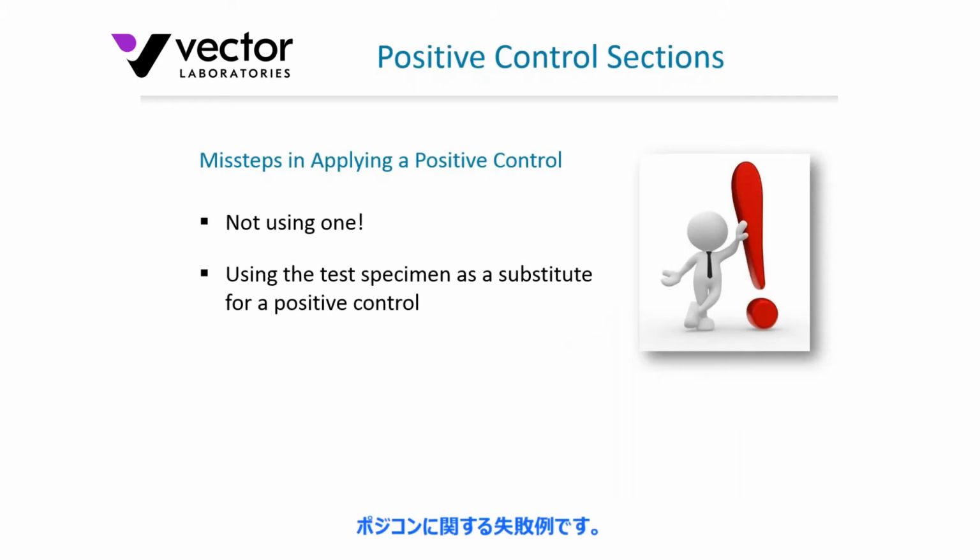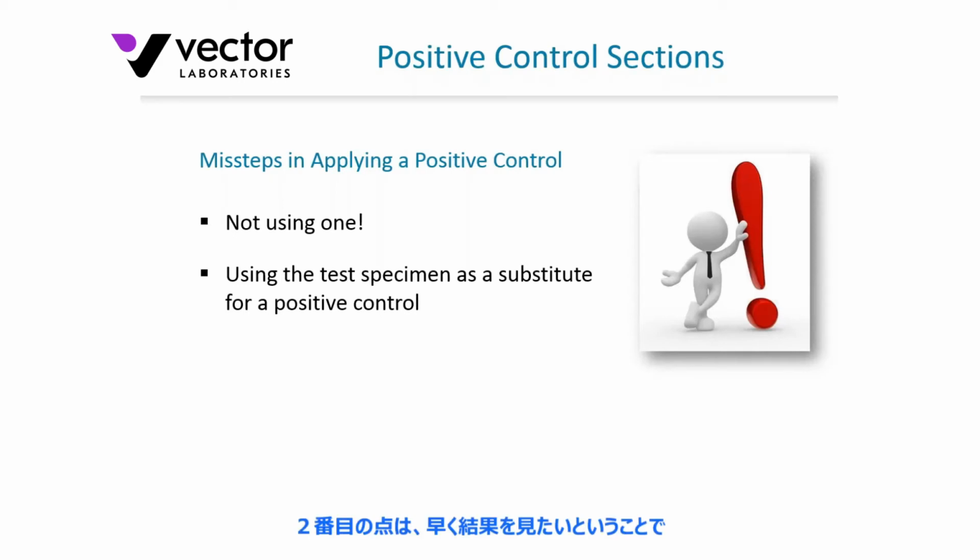Okay, so missteps in applying a positive control. Well, certainly, as I've indicated here, not using one. I think the example I showed before of the absence of staining on the test specimen speaks volumes and should resonate with some investigators who have actually experienced that firsthand. You can spend days, weeks, months trying to troubleshoot this when in fact a strong positive control in place would have alleviated all of those headaches.